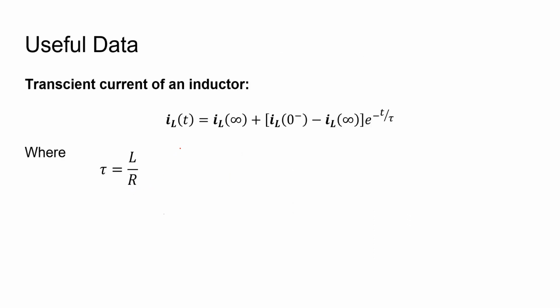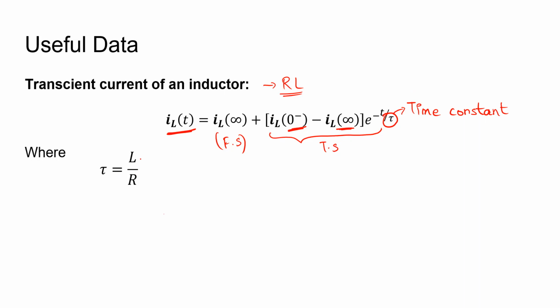In order to solve this problem, we need to know the formula to find out the transient current of an inductor. The transient current IL of t is equal to IL infinity, which is the final or steady state current, plus the transient current, which is the difference between the current that was passing before the switch was open minus the final steady state current, times e to the power minus t divided by tau, where tau is the time constant of the circuit. The time constant is given by L divided by R and the unit of time constant is seconds.